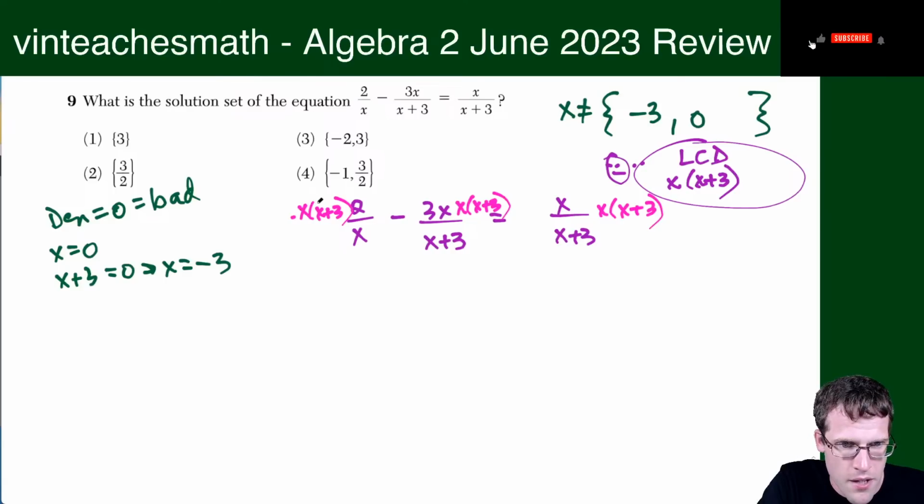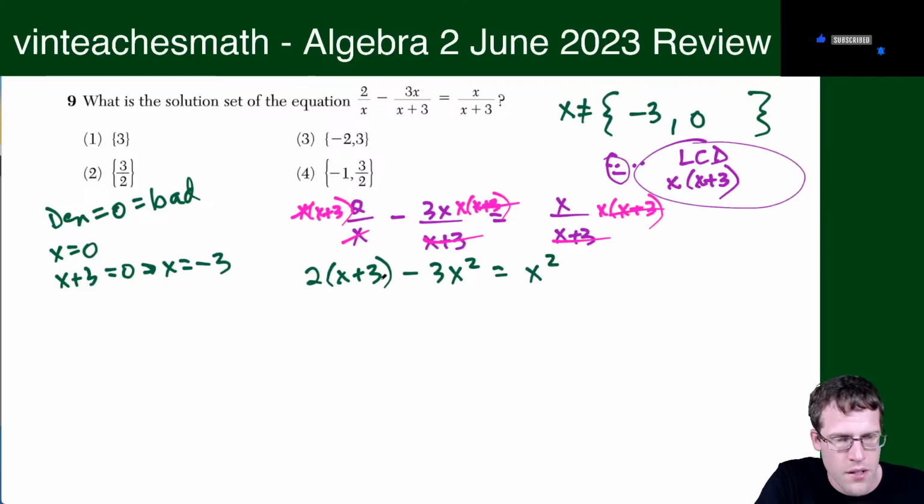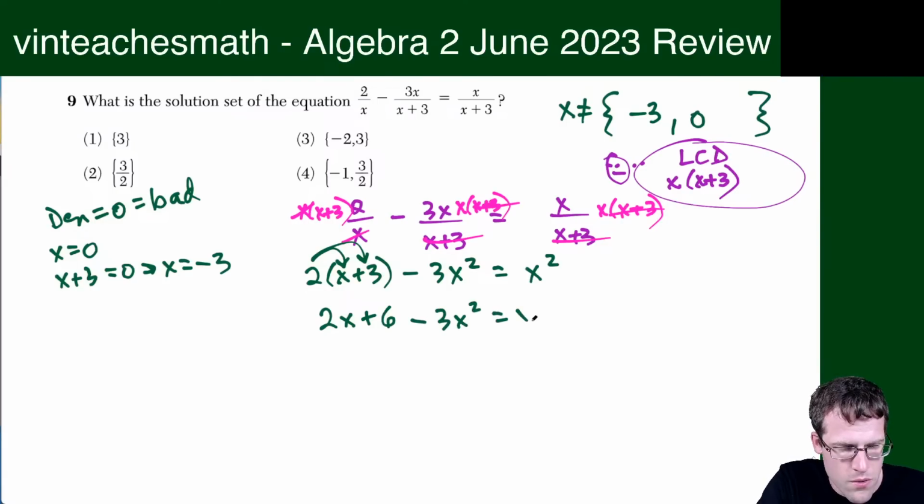And watch what happens. x over x is gone. (x plus 3) over (x plus 3) is gone. (x plus 3) over (x plus 3) is gone. And now just multiply what's left. So you see what you got? You got 2 times (x plus 3) minus 3x times x is 3x squared equals x times what's left is x squared. And now distribute. So this gives you 2x plus 6 minus 3x squared equals x squared.